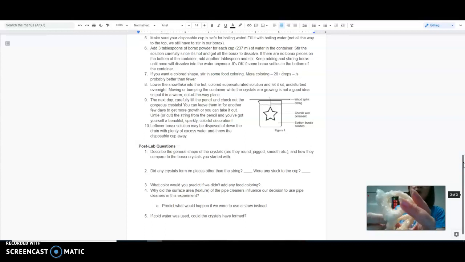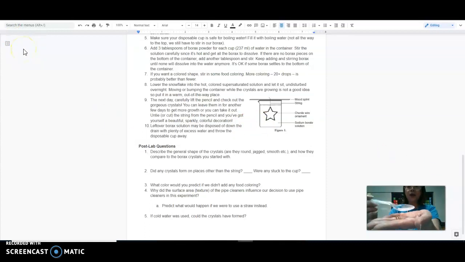So these crystals are definitely a lot bigger than the borax that we started out with, whereas the borax crystals we started with were white and powdery. The crystals that we have at the end of this are going to be smooth, but they have sharp edges and they are much bigger.